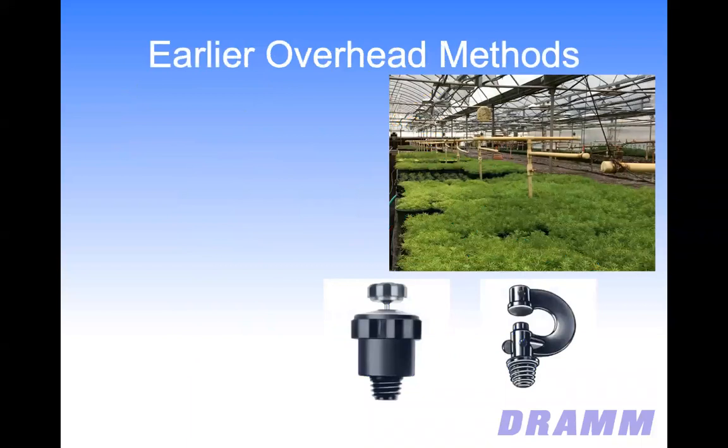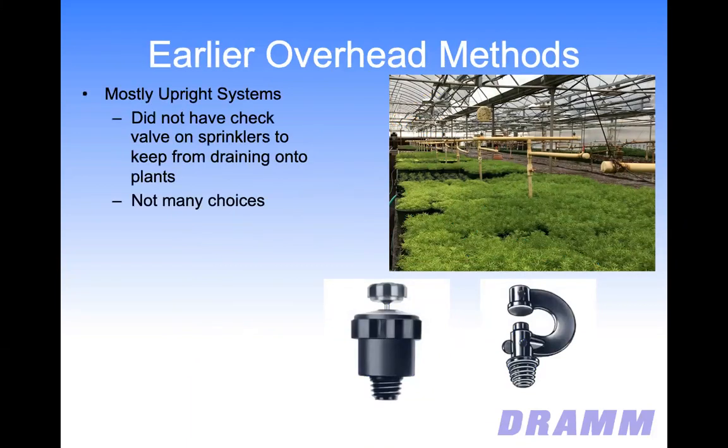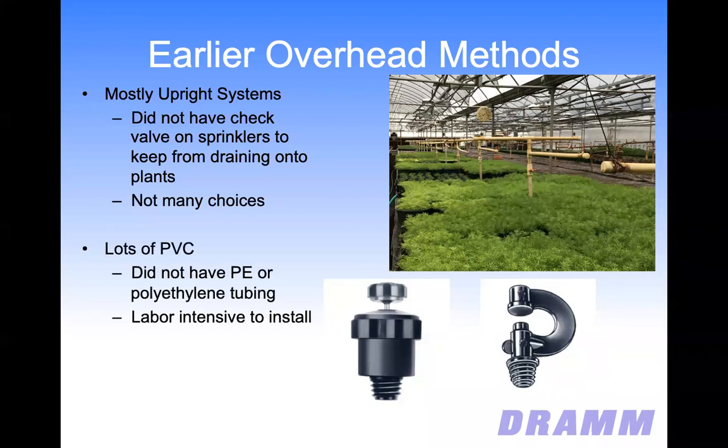A little bit of history about the earlier methods of overhead irrigation. They were mostly upright. We talked about the PC emitters having a check valve that would close and hold the water. The earlier systems didn't have a check valve, and if you ever inverted it, the plants would just get extra moisture in certain areas because the sprinklers would drip out. There also weren't a lot of choices back in the day. You were basically mounting them on PVC risers, throwing them up in the air, and just getting as much of it as wet as you can.